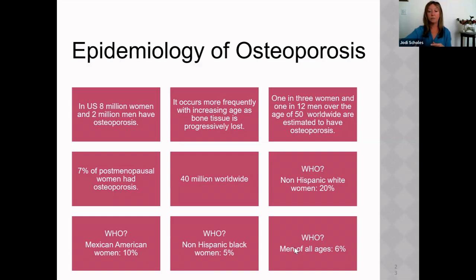And men of all ages, young and old, but only about 6%. And Black women also, rarely, about 5% of the time. So the epidemiology. If you see that word on the MBLEx, it just means the study of. So the epidemiology, the study of osteoporosis, all sorts of statistics. Okay, and away we go.